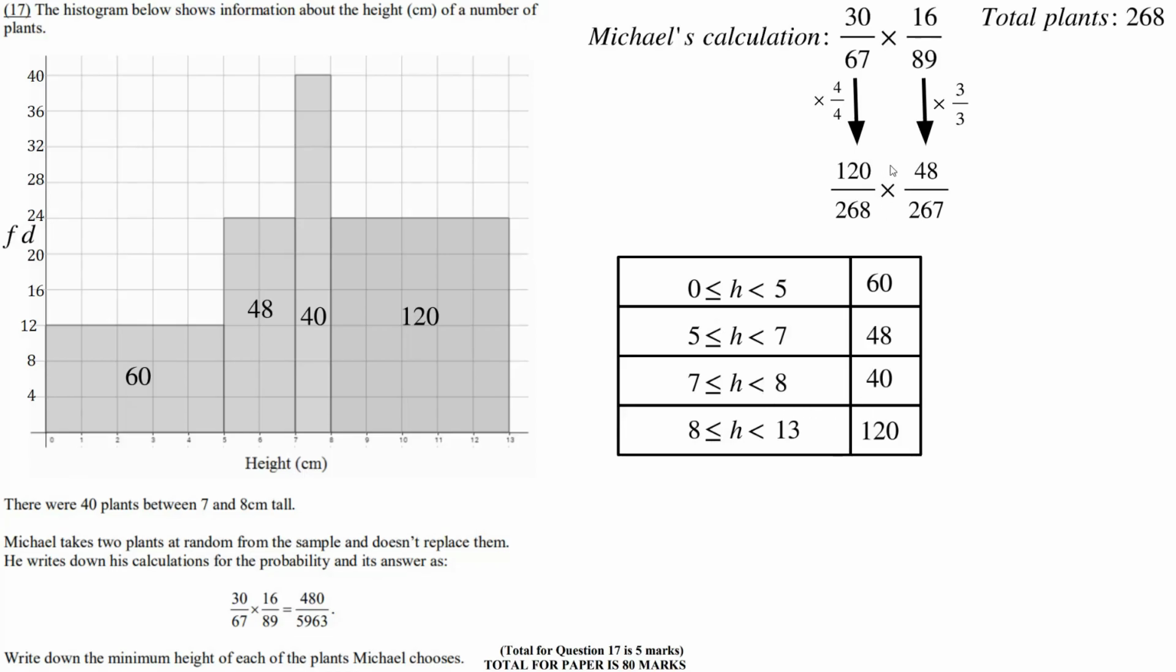And then for this one, 48, if it's 48, he must have taken it out of this row. And the smallest height in this row, between 5 and 7, including 5, excluding 7, must be 5. So the lowest heights must be 8 for the first one and 5 centimeters for the second one. So 5 and 8. And that's my answer.